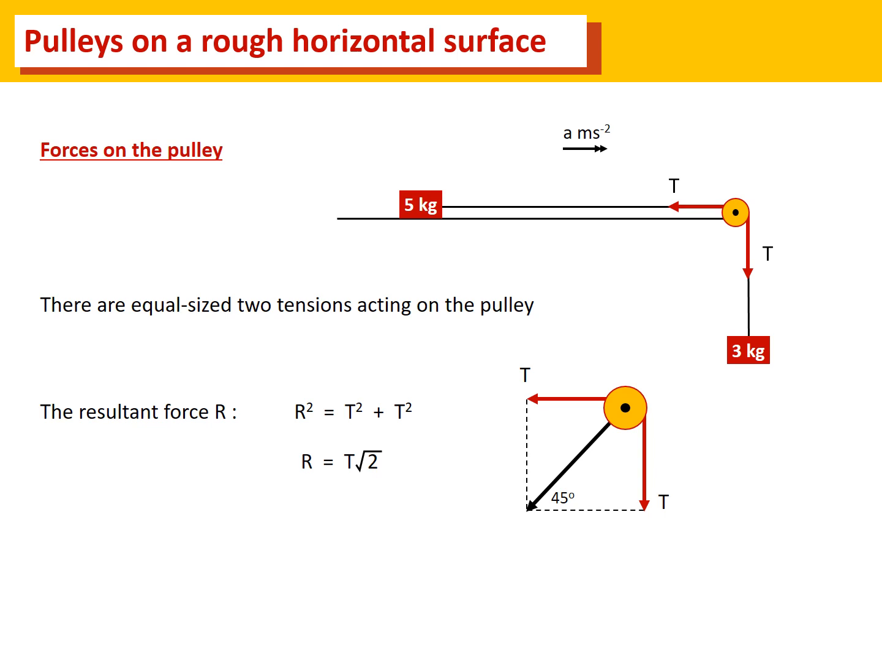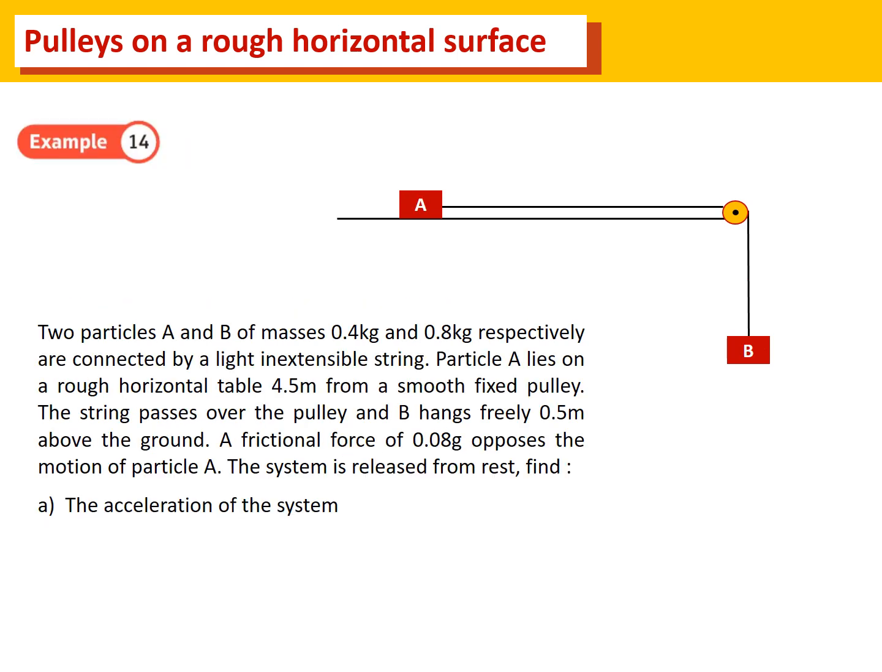So that's the theory. I think it's time for an example. So I'll give you a moment to read that. So let's start putting our forces in the diagram. We've got a weight, 0.8 g, because B has a mass of 0.8 kilograms. There's tension in the string acting on B. There's 0.08 g, and that's a frictional force. So have a look here. It says a frictional force of 0.08 g acts on A, and there's a tension acting on A.